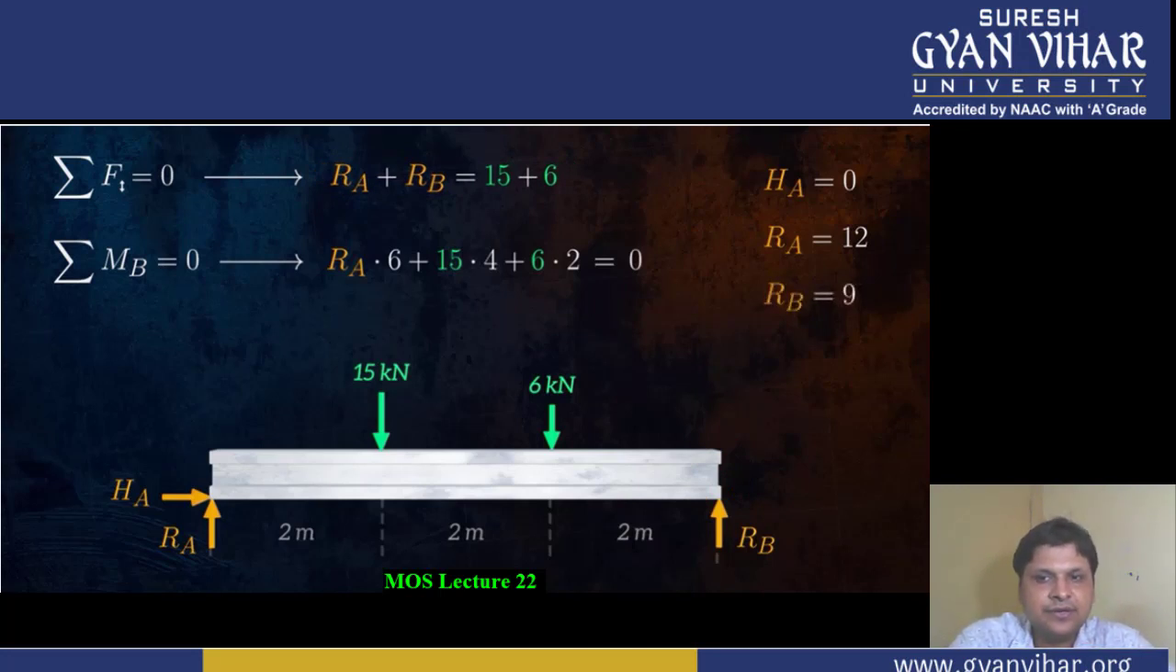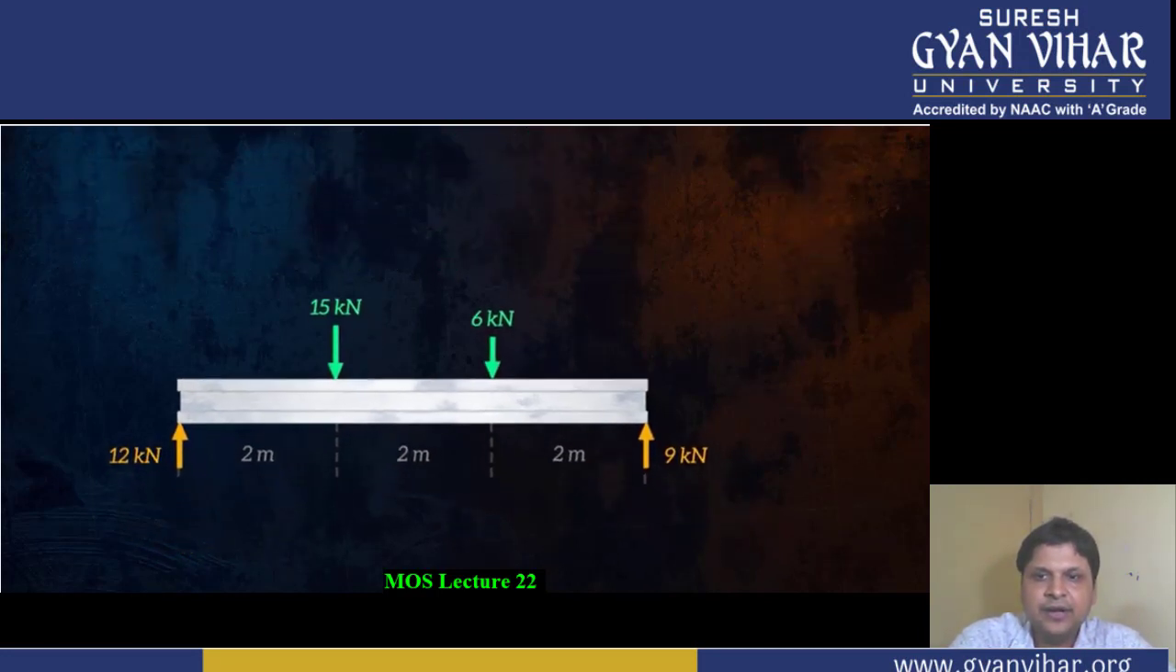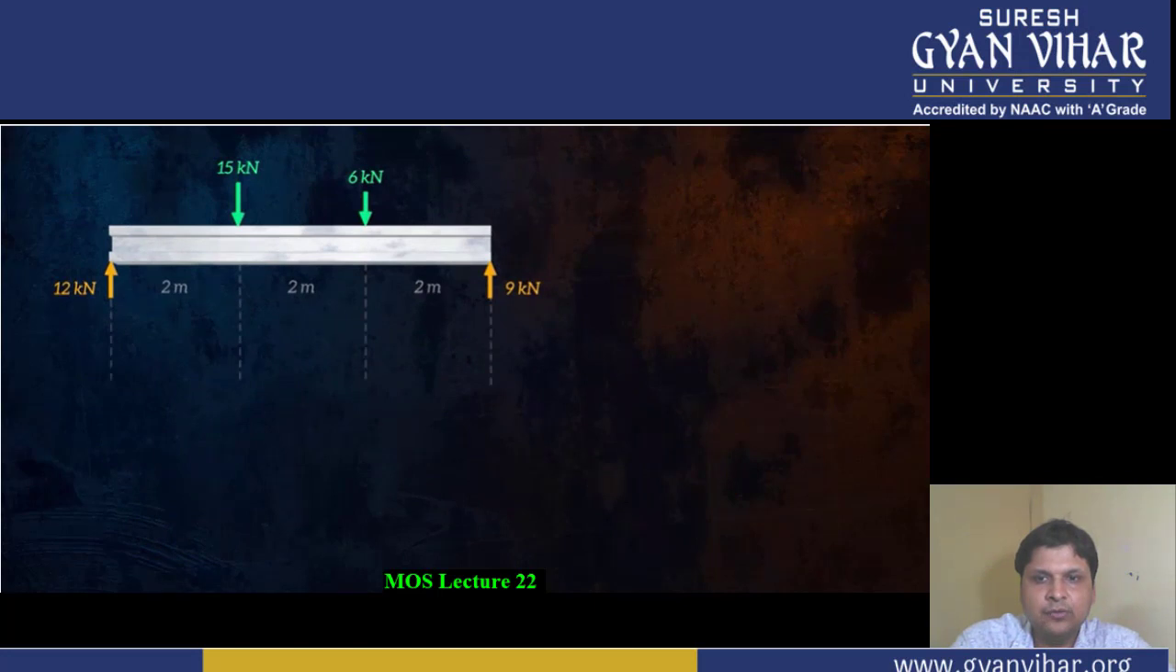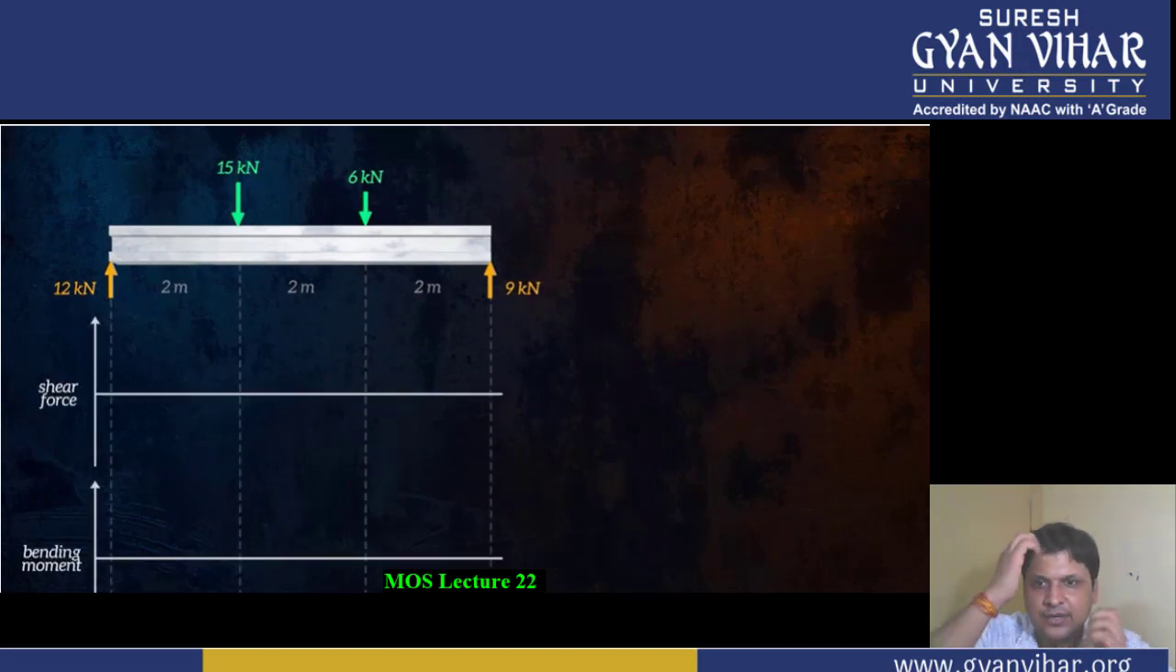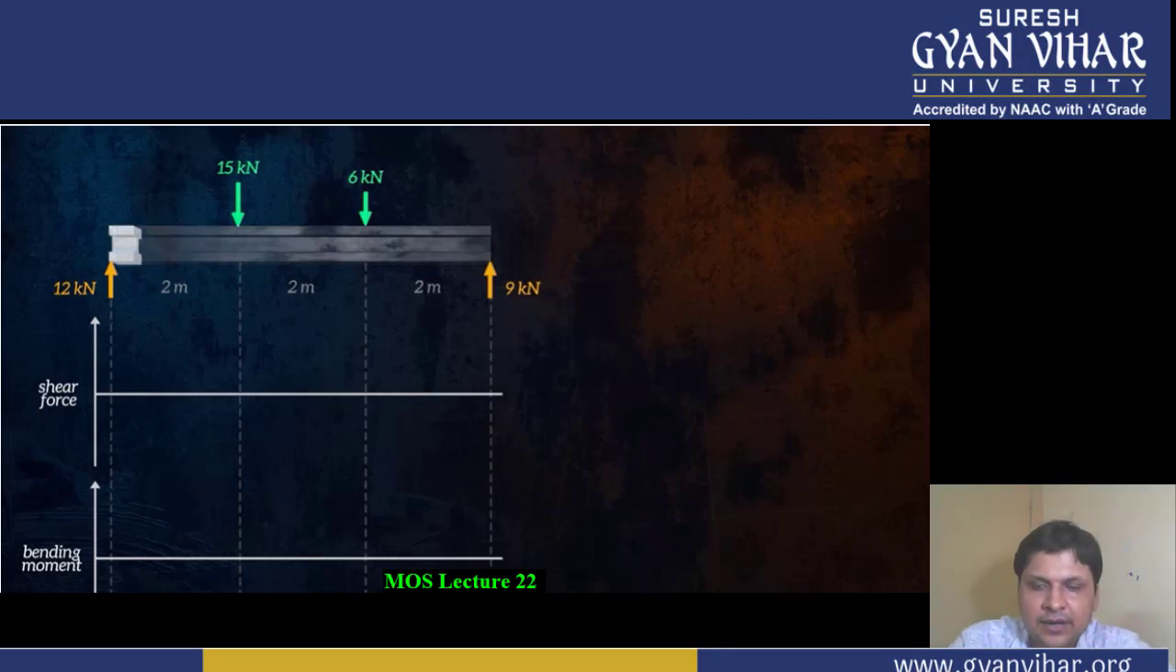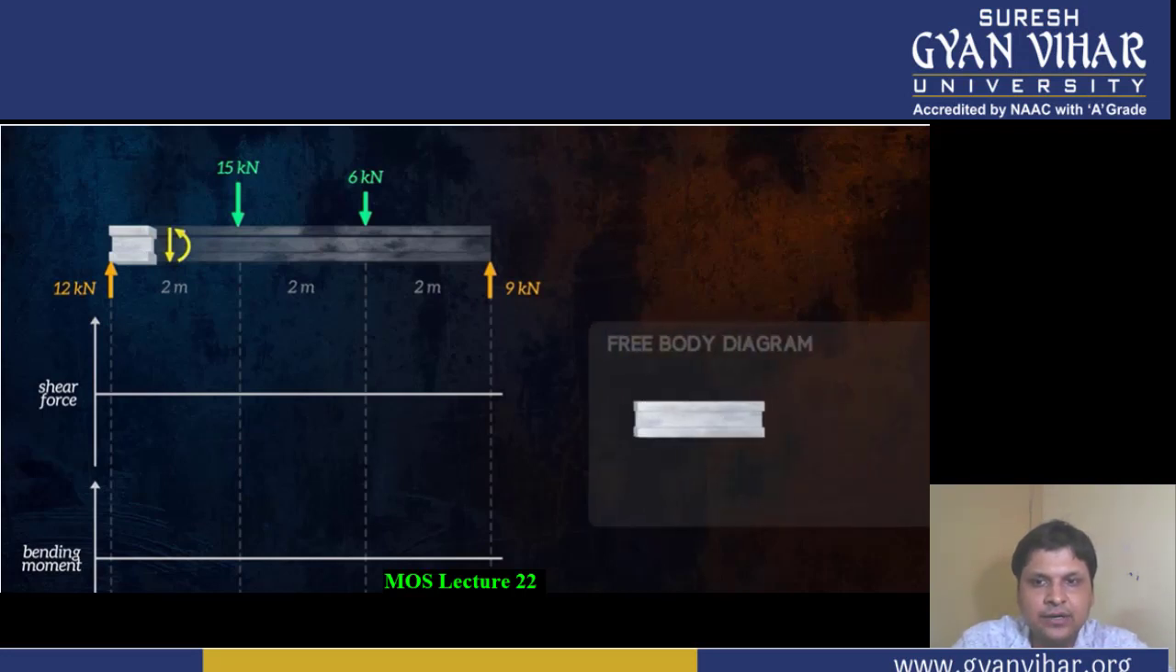Now that all the external loads acting on the beam are defined, we can draw the shear force and bending moment diagram. We will start from the left hand side of the beam. Let's draw the free body diagram for a location immediately to the right of the 12 kilonewton force. To maintain equilibrium, the shear force must be equal to the reaction force. We can draw this on our shear force diagram.